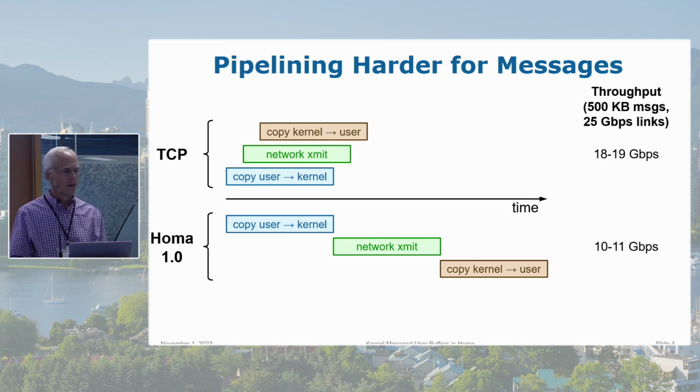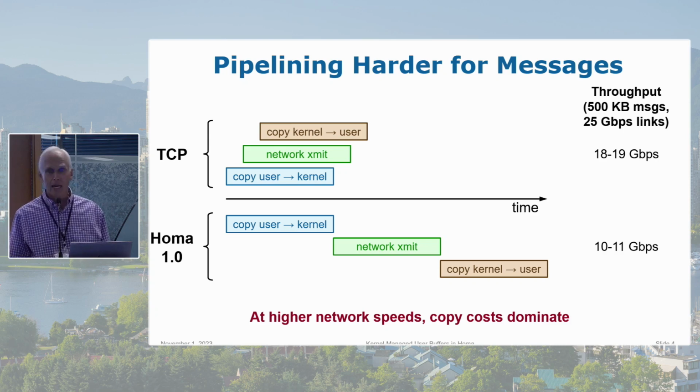So TCP gets on the order of 18 to 19 gigabits per second of throughput for 500 kbyte messages on a 25 gig network. Homa was getting 10 to 11, so a significant penalty for that. So what I'm going to talk about in this talk is how I fixed that.